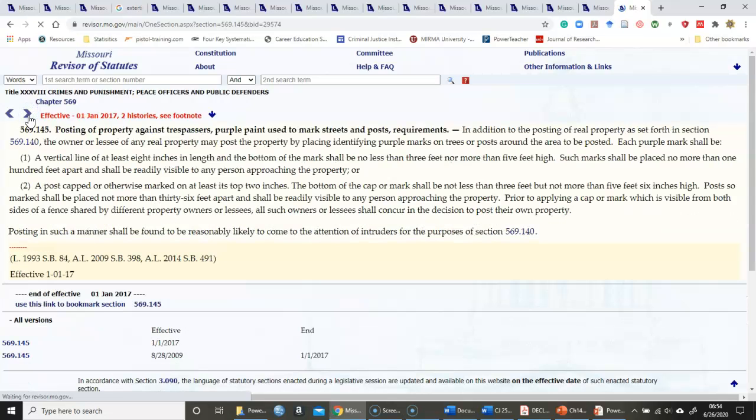Trespass in the second degree would be a little bit different, but we need to start looking at, was the property posted? So posting a property against trespassers, purple paint used to mark trees, post requirements. In addition to posting real property, a person can use purple paint and mark trees or posts on the property. It's got to be very specific, a vertical line at least 8 inches in length. The bottom of the mark should be no less than 3 feet or more than 5 feet, so that it's visible from that property line. When somebody says, I've marked my property, make sure it meets your statute, and then when you do your report, put in there exactly what you saw where it met that statute.